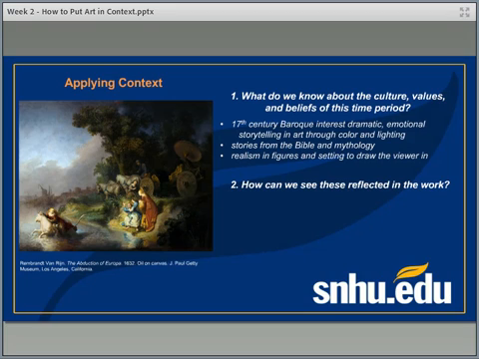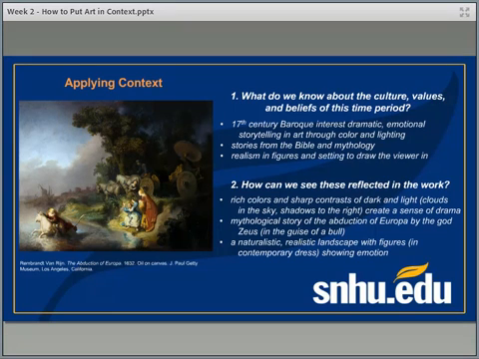There was a great interest in showing stories from the Bible and from mythology. And during the 17th century Baroque period, particularly in Holland, there was an interest in realism in figures and setting to really draw the viewer in. So we learn more about that generally speaking in terms of the context and culture of the period, but how can we see that reflected in this particular painting?